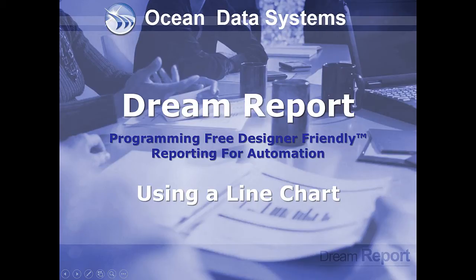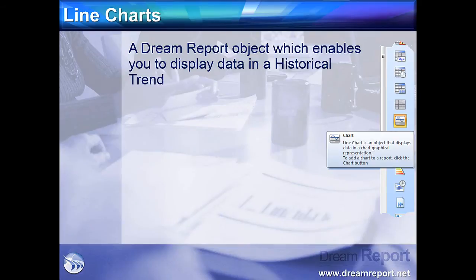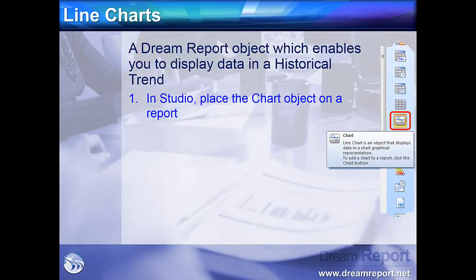This video tutorial covers how to use a line chart in Dream Report. A line chart is a Dream Report object which enables you to display data in a historical trend. To use a line chart, first of all, you select the line chart object in Dream Report Studio and place it on a report.